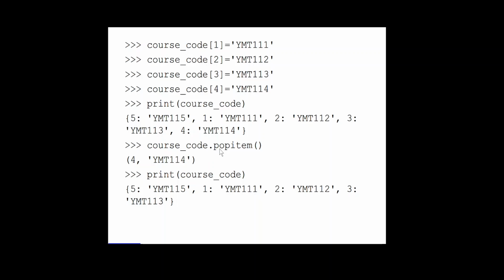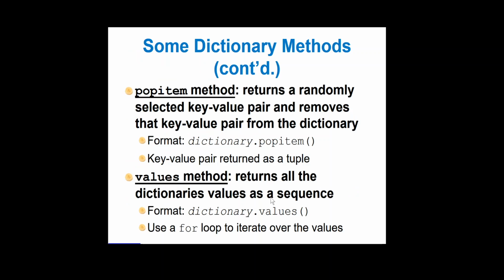Okay, so it will be returned in terms of a tuple, and this tuple is key value, like ordered key value, okay? And it will be removed. So now if we display again, this one will be removed, will not be around here. It will be just removed from the dictionary, okay?